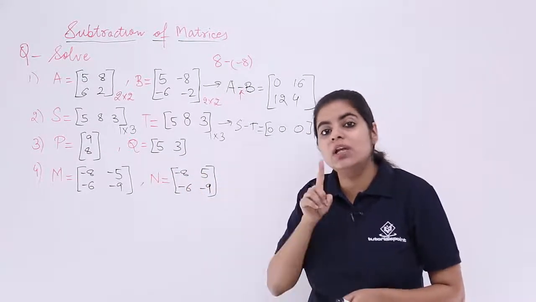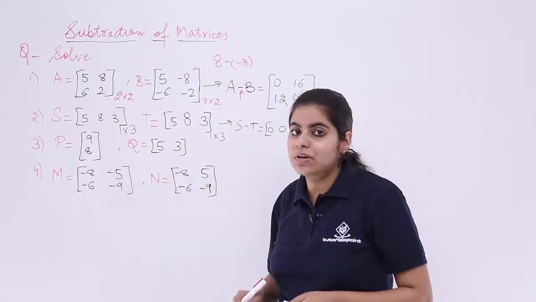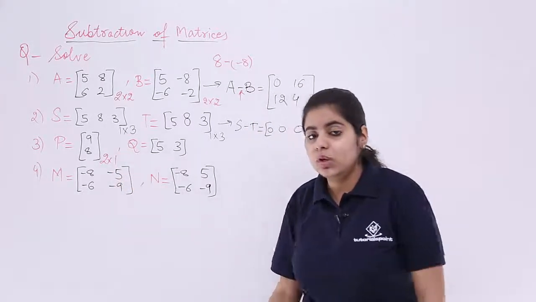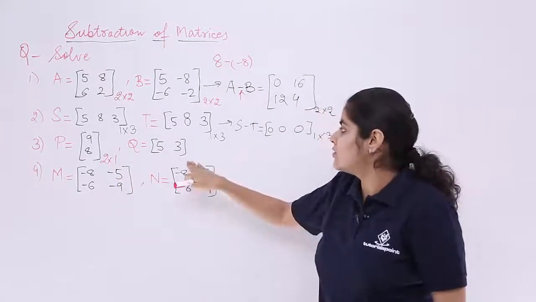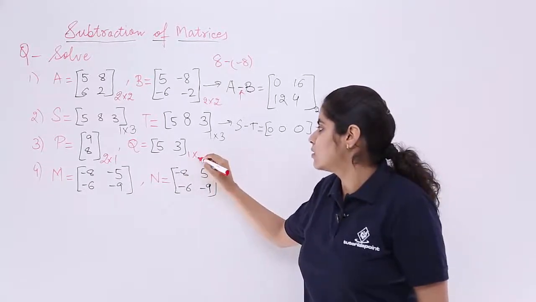Why? Because it has only 1 row. Let's check with the order. The order of the first matrix is 2 rows, 1 column. So, it is 2 by 1. What about the second matrix? The second matrix is Q matrix with 1 row and 2 columns.